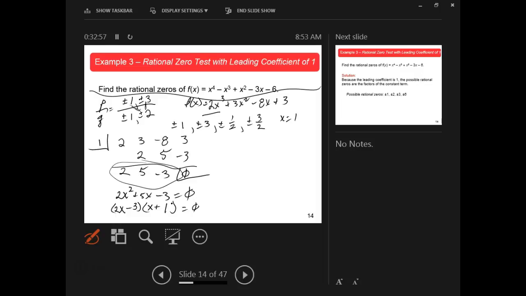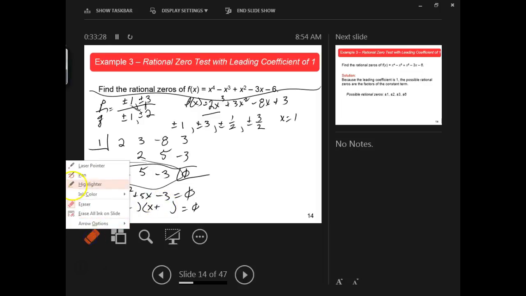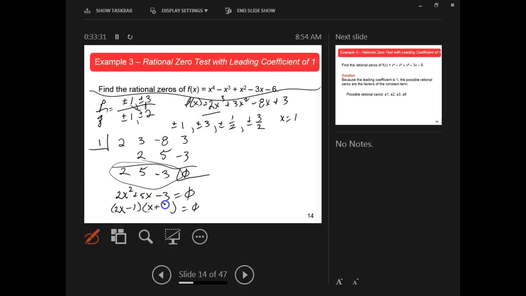2x times x is 2x squared. That's good. 2x times 1 would be a 2x. Minus 3x is negative x. Right? Don't make it do what you don't want. It's negative x. Wrong number. So therefore, we better change our numbers. If it's just the wrong sign, then we change our signs. But these are wrong numbers, so I'm going to put the 1 here and the 3 there.